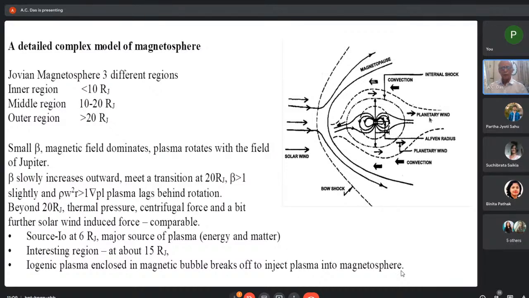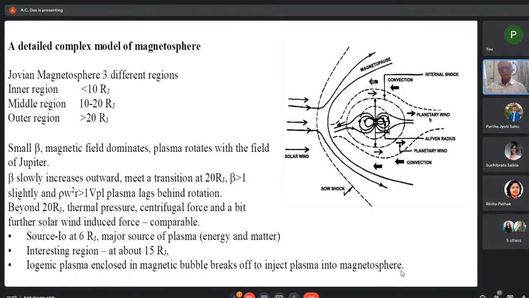So therefore, beyond RJ, the centrifugal force, plasma force and solar wind induced force become comparable beyond a certain distance. So there will be competition between these forces, and whichever becomes large would control the plasma. So that is there. But there are several things inside the magnetosphere of Jupiter.